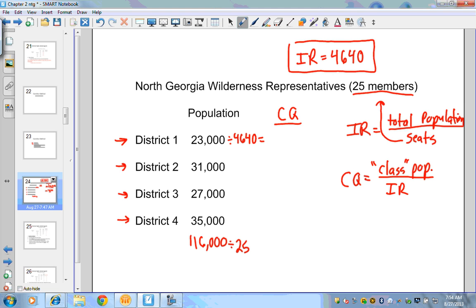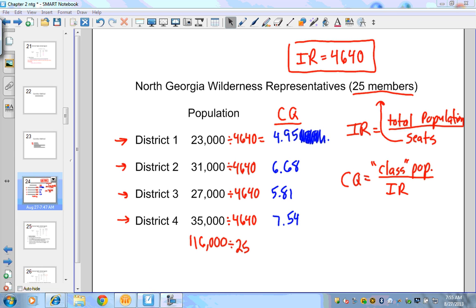And my class quota will be 4.95689, and it just keeps going on. So what I'm going to do is just cut it at the hundredths place. Now you might be saying, can we round it? Don't round. Just cut it at the hundredths place. All right. And so I'm going to go ahead and figure out the rest of the districts' class quotas by dividing each population by 4,640. And there you have all the class quotas. So let's go to the next step.